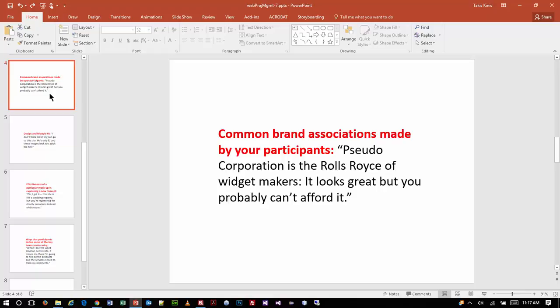People that use your site are going to come in. It says common brand associations made by your participants. So if you're building a Model T, which is kind of like a budget car, but your user expects a Rolls Royce. Now both vehicles can get you from point A to point B, right? But are your users expecting a Cadillac? Maybe.